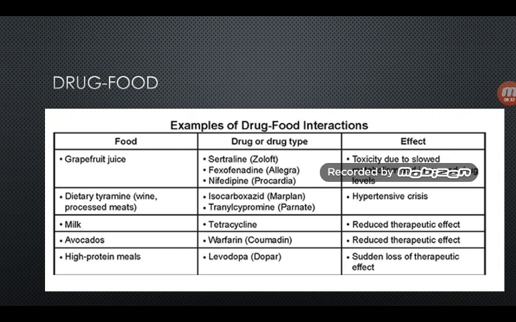Dietary tyramine, things like Marplan and Parnate, can result in hypertensive crisis if taken with food that has tyramine in it. With milk and tetracycline, you can see a reduced therapeutic effect in the tetracycline because the absorption is decreased. Avocados and spinach and kale can cause a problem with Coumadin, resulting in a reduced therapeutic effect. Then high-protein meals can actually affect levodopa, causing a sudden loss of therapeutic effect.